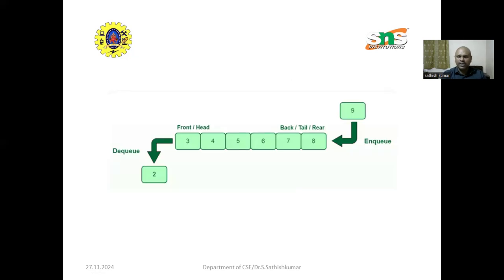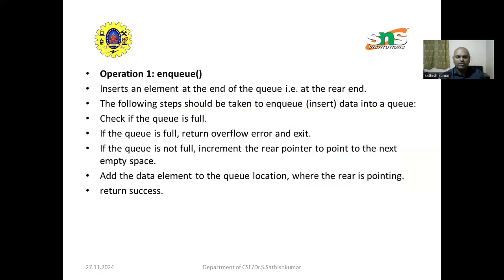So this is NQ and DQ. What is the front and head, back, tail, or rear? NQ is inserting and DQ is deleting. Whenever we insert a new element, the opposite side is where DQ deletes the element. The front is whatever moves out first. So the first operation, NQ, inserts an element at the end of the queue, that is at the rear end.